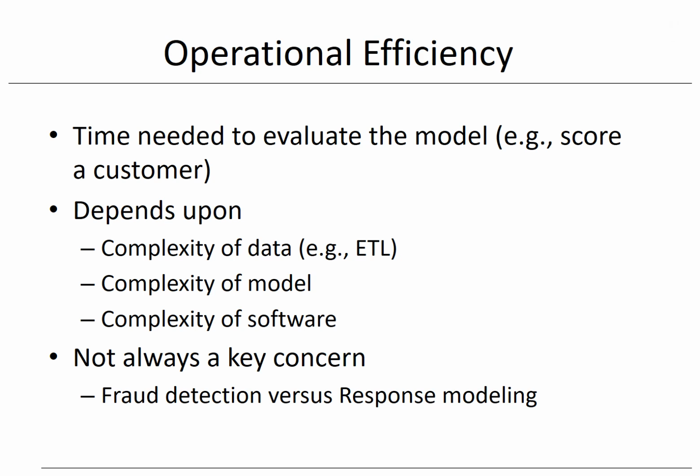If you do credit scoring, unless you would do online real-time credit scoring, but in most cases, if you calculate a credit score, operational efficiency is not a key concern. It becomes a key concern if you're doing fraud detection, for example, and a transaction needs to be scored in terms of its likelihood of being fraudulent.